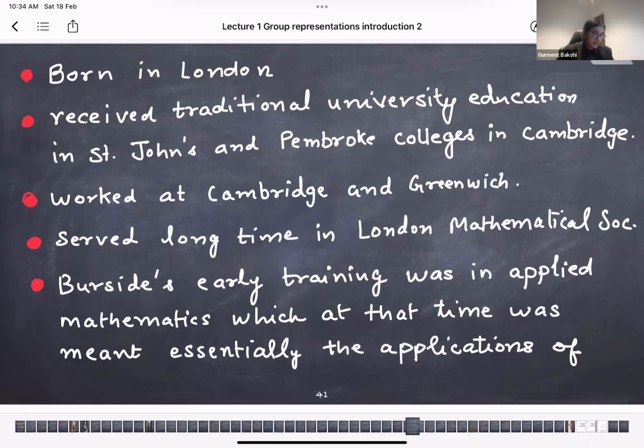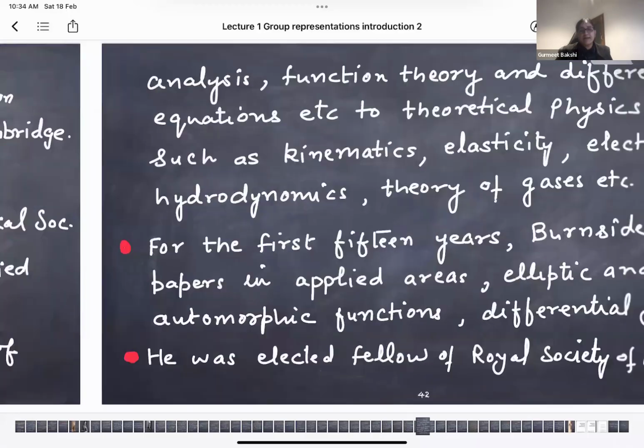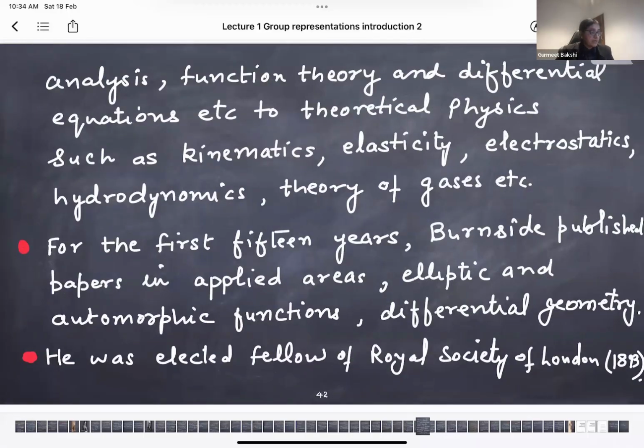Burnside's early training was in applied mathematics, which at that time essentially meant the applications of analysis: function theory and differential equations applied to theoretical physics, such as kinematics, elasticity, theory of gases, etc. For the first 15 years, Burnside published papers in applied areas, elliptic and automorphic functions, and differential geometry. He was elected Fellow of the Royal Society of London.